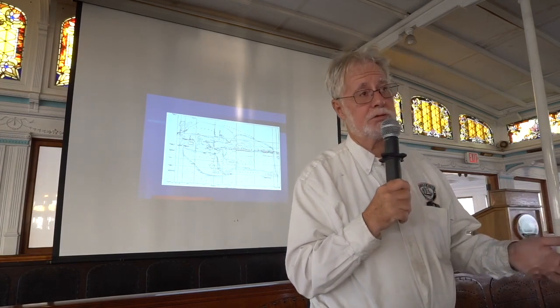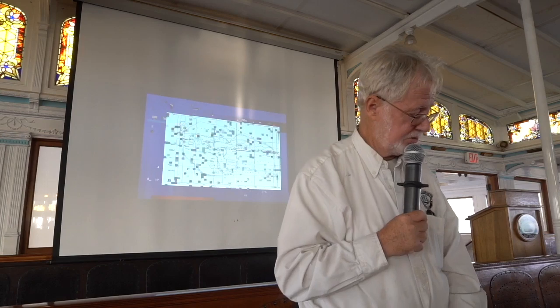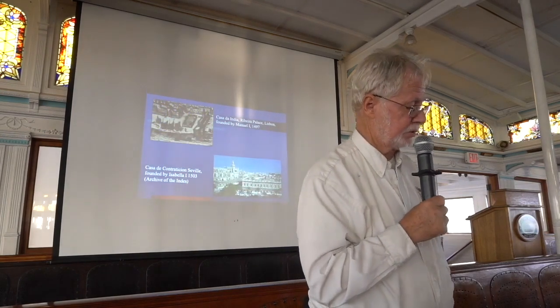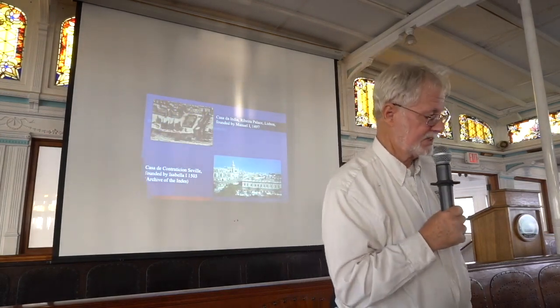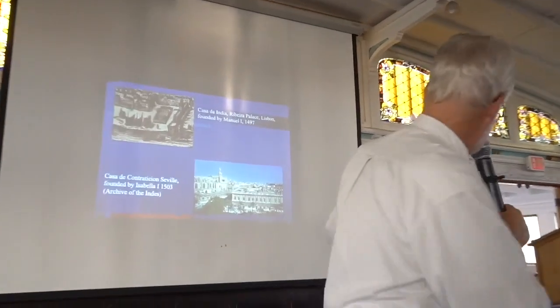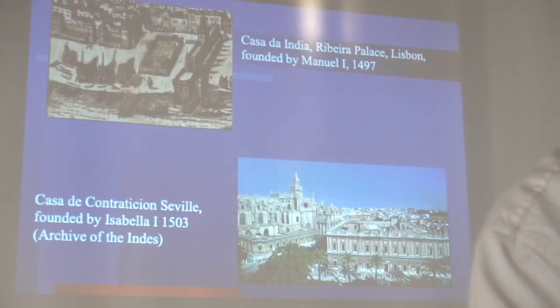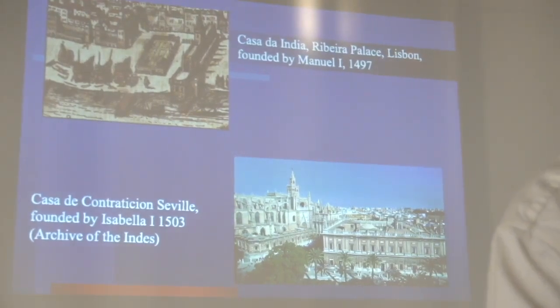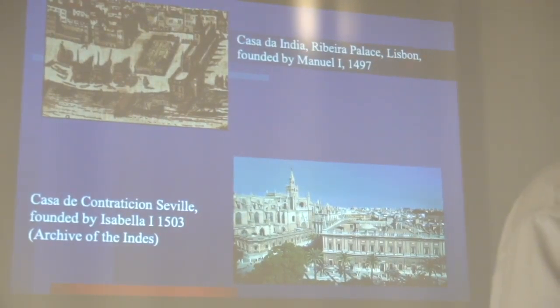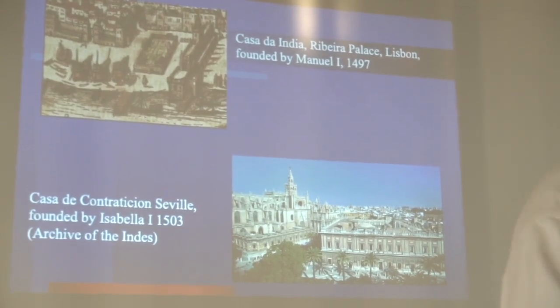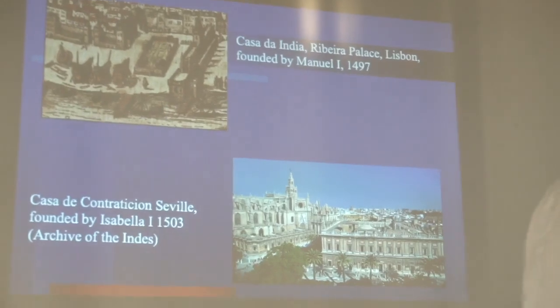So the first true institutions having to do with navigation in the age of exploration were these two: the Casa da Índia, and this is a picture of the Ribeira Palace in Lisbon, founded by King Manuel I of Portugal in 1497. And then the Casa de Contratación in Sevilla, founded by Isabella I in 1503.